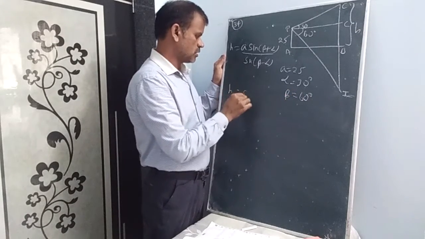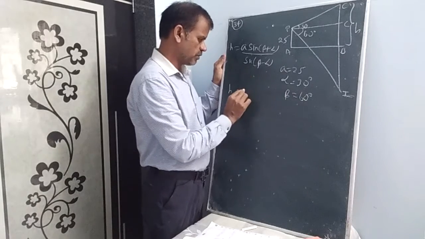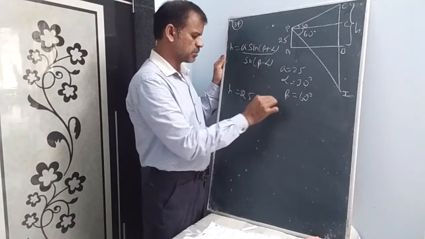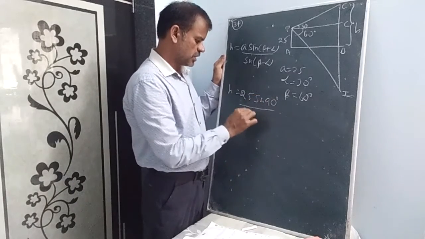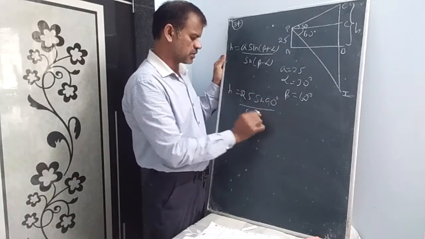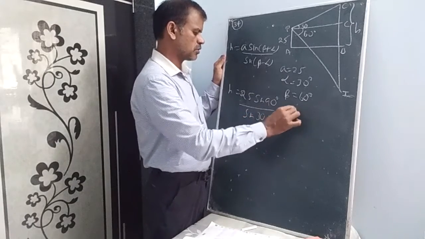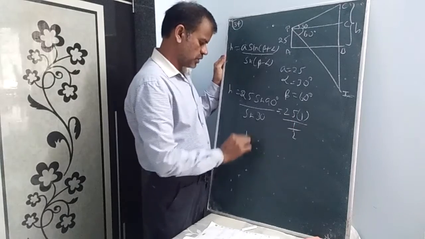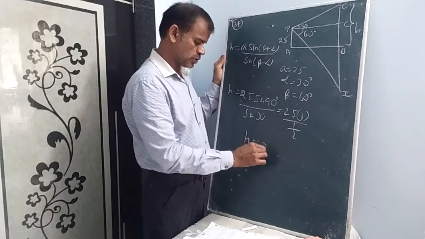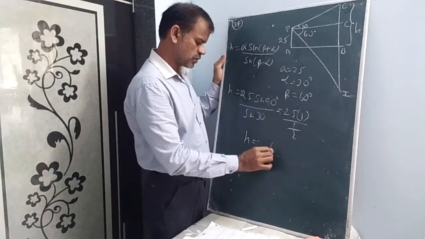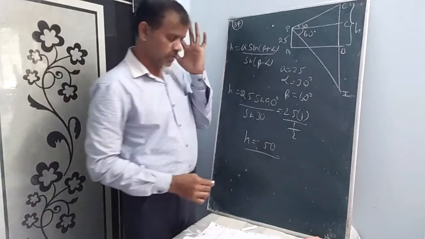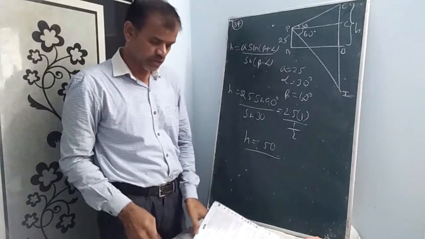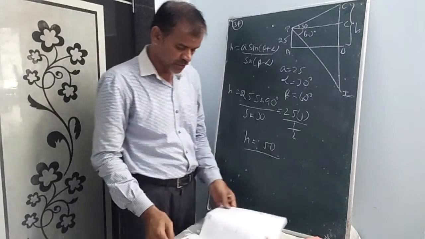Substituting here, H is equal to 25 into sin of 30 plus 60, which becomes sin 90, by sin of 60 minus 30, which becomes sin 30. So that is equal to 25 into 1 by sin 30, whose value is 1 by 2. So H is equal to 2 into 25, which becomes 50. So the height of the tower is equal to 50 meters. 34th question, third option. Okay, students, we have completed level 3.